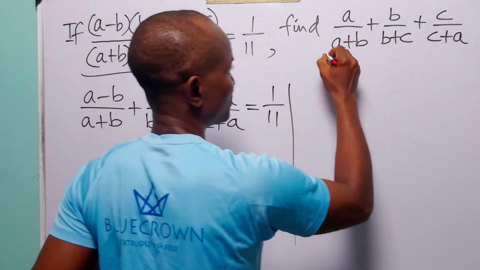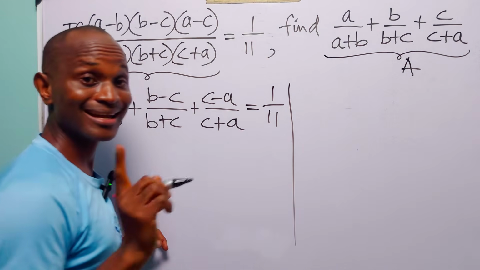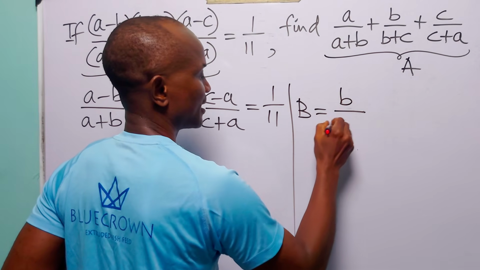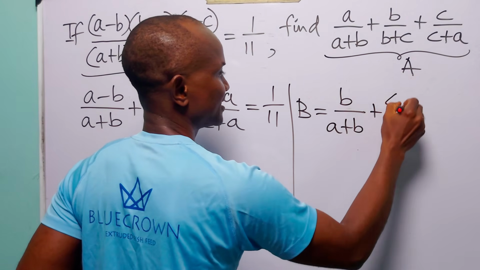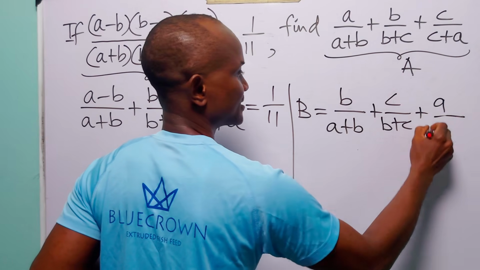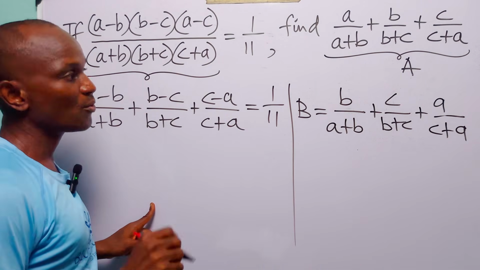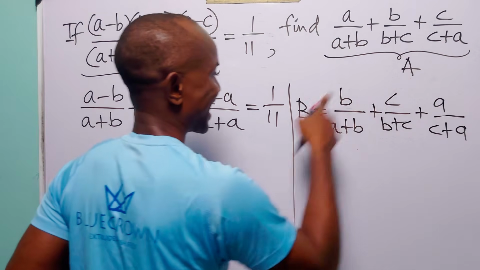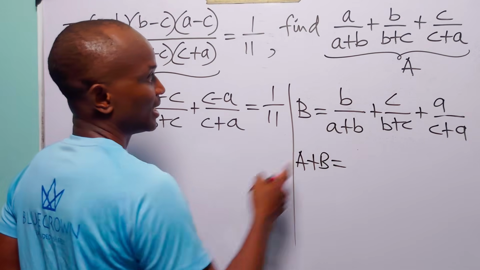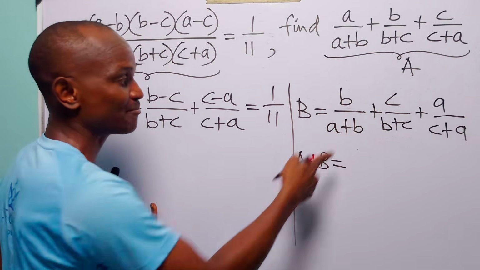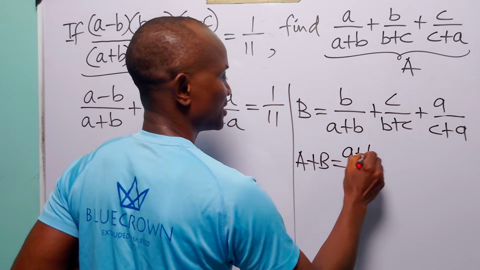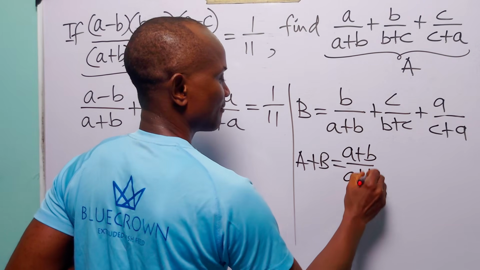Now, what we are going to do is call this expression A, and then let B be equal to B over A plus B plus C over B plus C plus A over C plus A. Now, we will add A and B. So we have A plus B. Since these two fractions have the same denominator, A plus B, we have A plus B over A plus B.